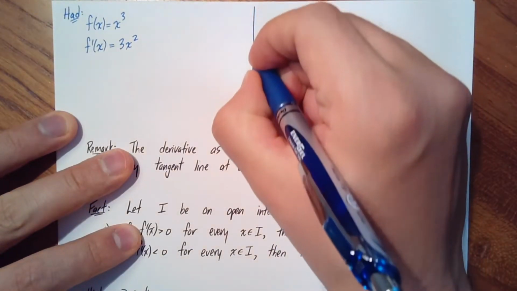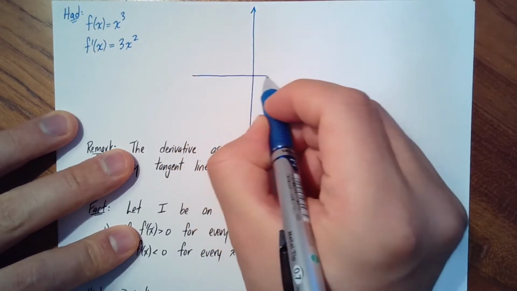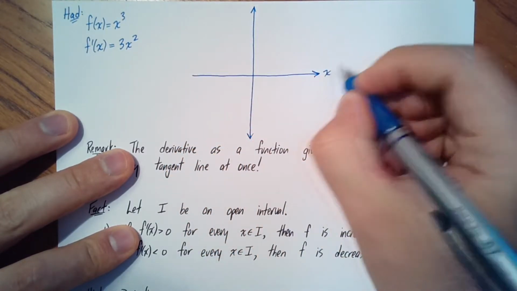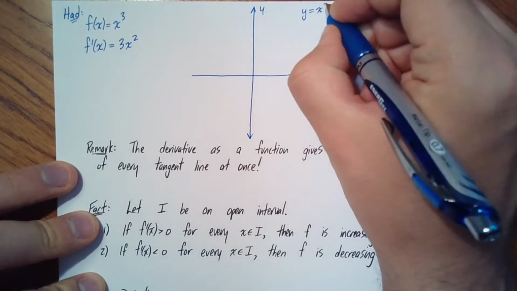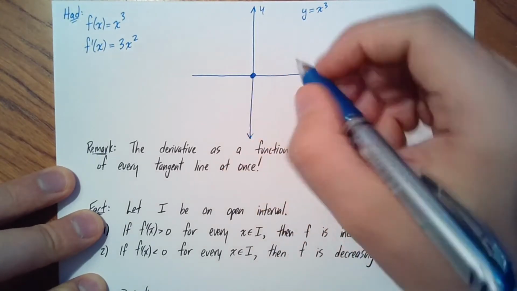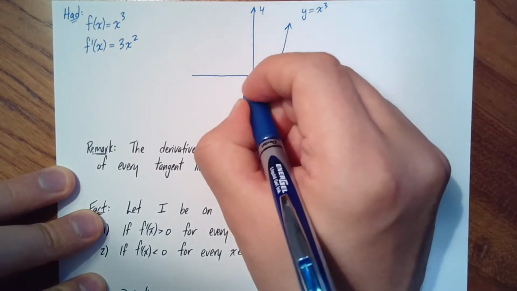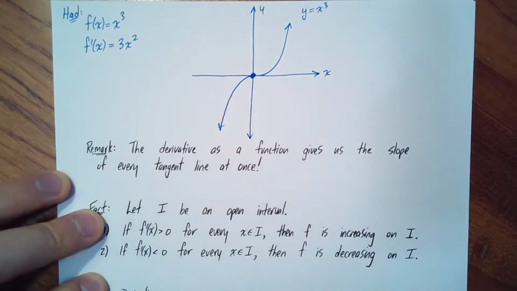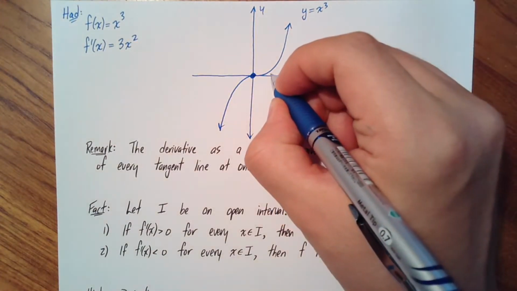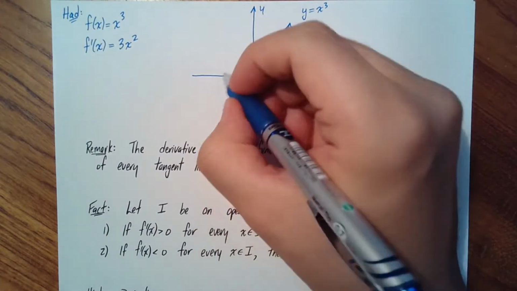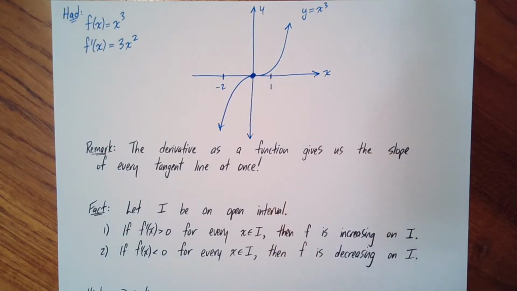Well, let's draw a sketch of the graph of f. So it's a cubic, y equals x cubed. So what is that going to look like? It goes through the origin, and it looks something like this. Okay, so something like that anyway. So let's say we take a couple of points. How about 1, and then call that -2, and then we've got the origin as well.